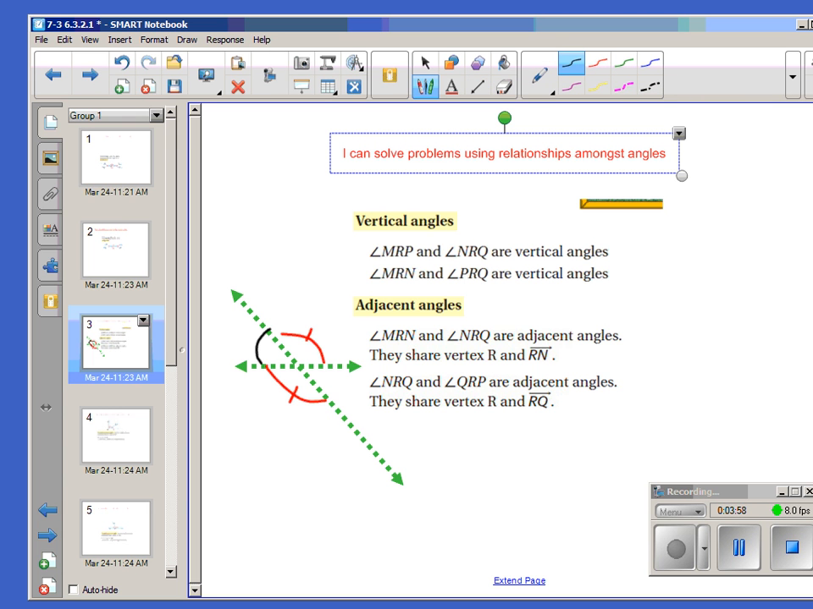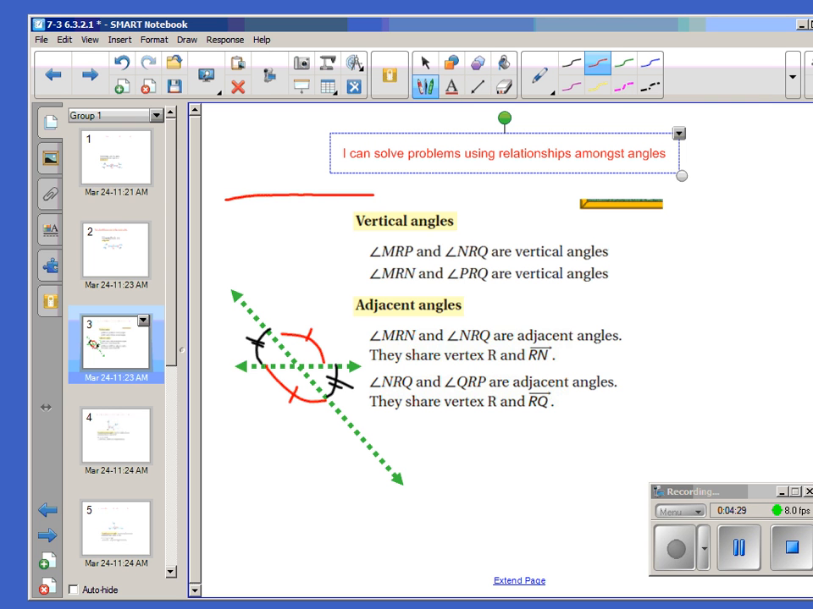I know that these two angles right here are vertical angles, and they're going to be the exact same. So any time that we see two lines that cross or intersect, we know that we're going to have two different pairs of vertical angles, and those two different pairs have to be the same. And now I'm going to explain why. Ready?